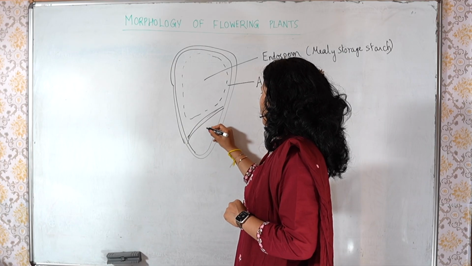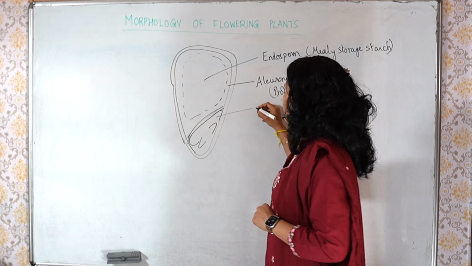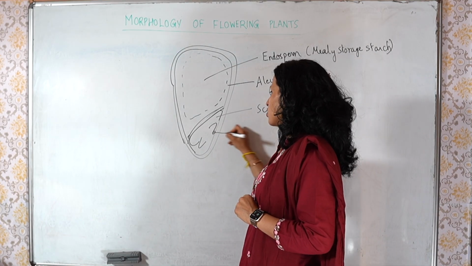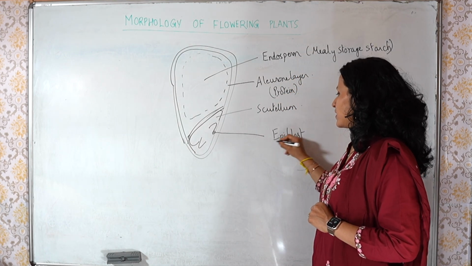This is the embryonal axis here. There is a large shield-shaped cotyledon, known as the scutellum. Just a single cotyledon is present. Another small remnant of the second cotyledon is present, which is called the epiblast. This is there in 12th standard.